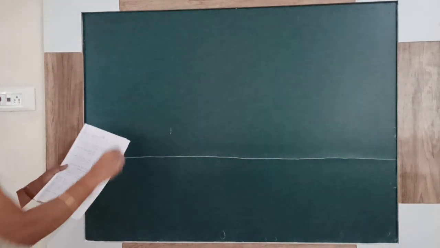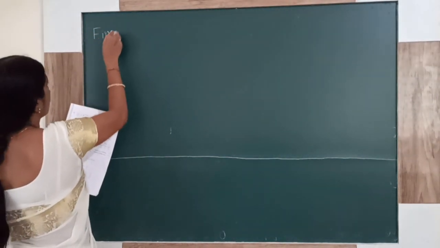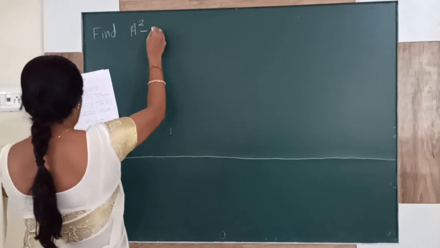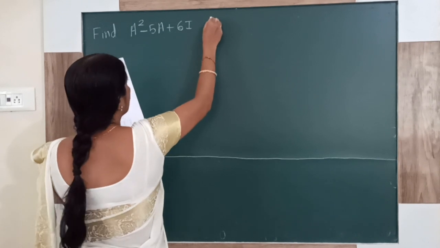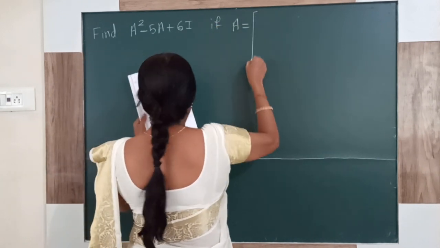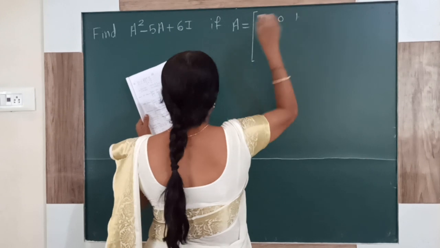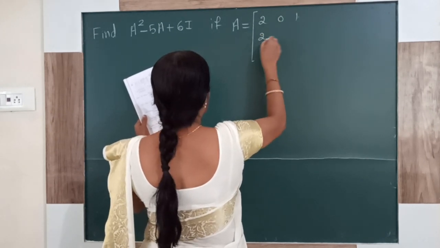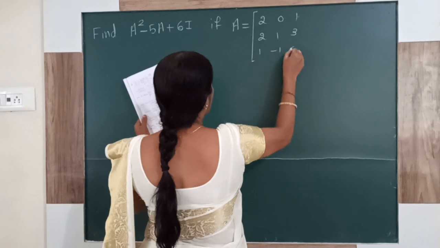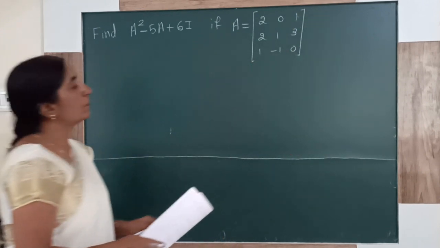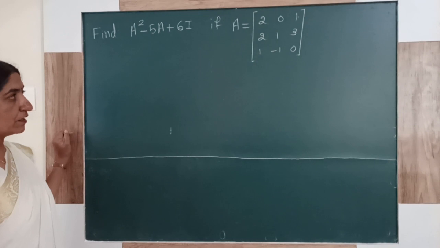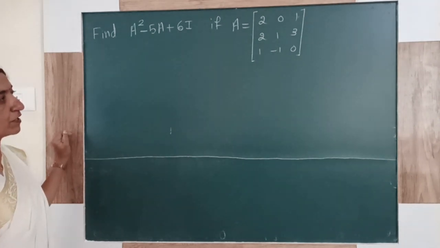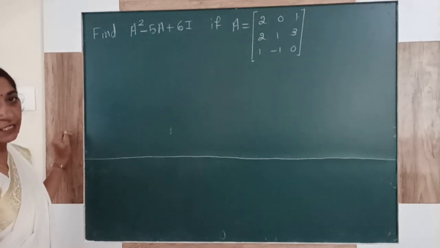The next one. See, this is a question. Find A square minus 5A plus 6I, if A is equal to [2, 0, 1; 2, 1, 3; 1, -1, 0]. It is a matrix of order 3 by 3.